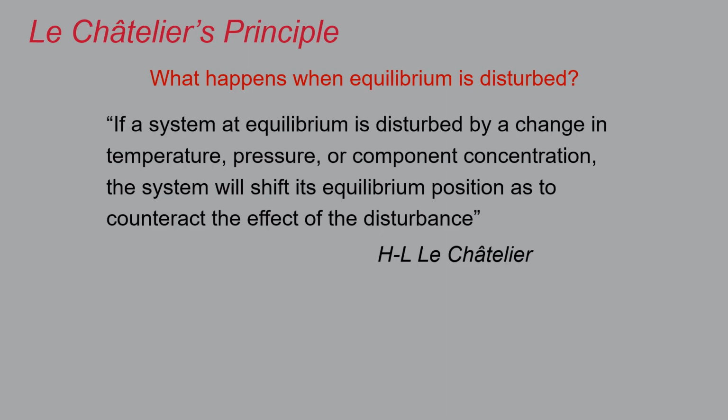Next up, and last for the chapter, Le Chatelier's Principle. This talks about what happens when an equilibrium is disturbed in a much more quantitative sense. If you look it up in a textbook, you will see something that looks like this: if a system at equilibrium is disturbed by a change in temperature, pressure, or component concentration, the system will shift its equilibrium position so as to counteract the effect of the disturbance. And these are the words of Le Chatelier himself.